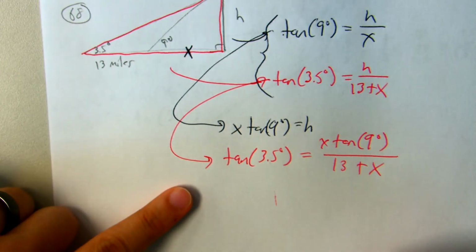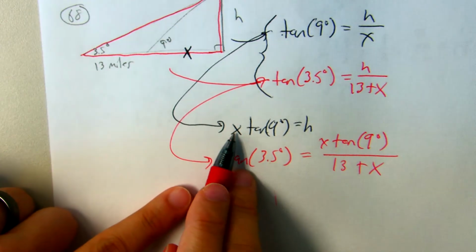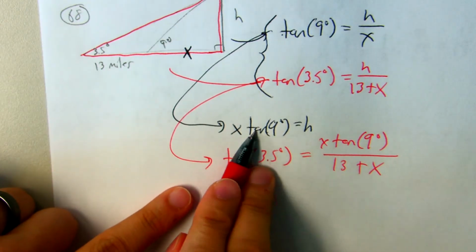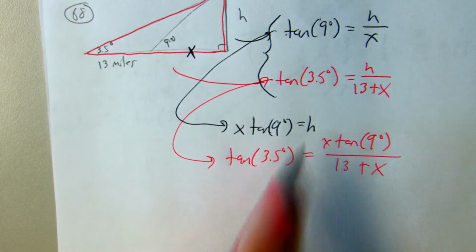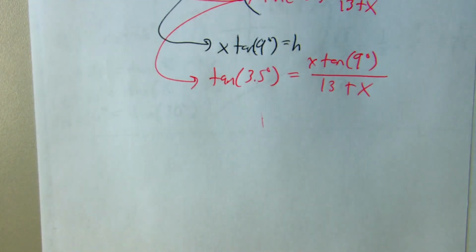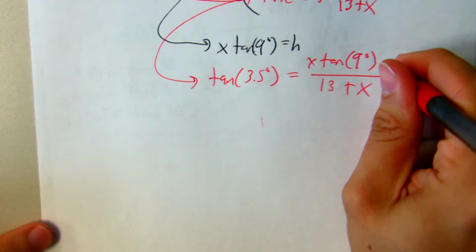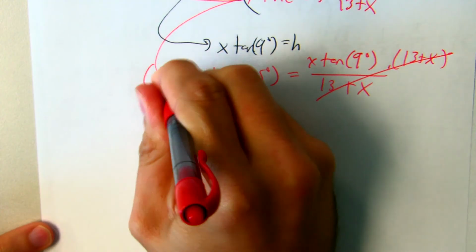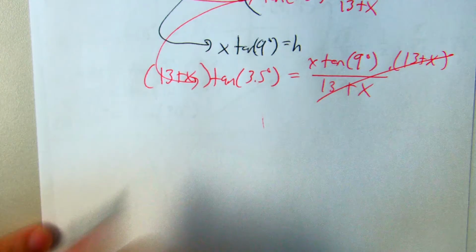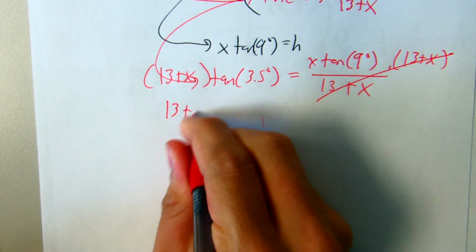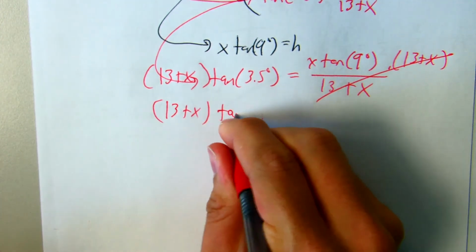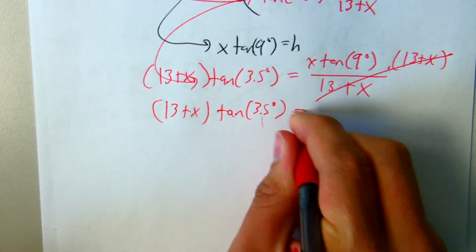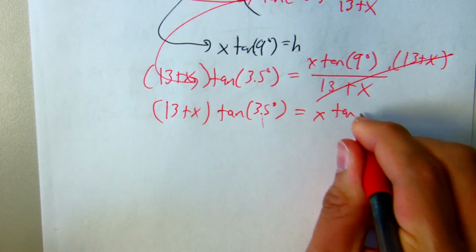So it might take me 2 more steps or 5 more steps. But if I can figure out X, I can then come back up here, times it by the tangent of 9, and I've got the height of the mountain. So to solve this, I would probably multiply both sides by 13 plus X, because I don't want to deal with fractions. And rewrite it.